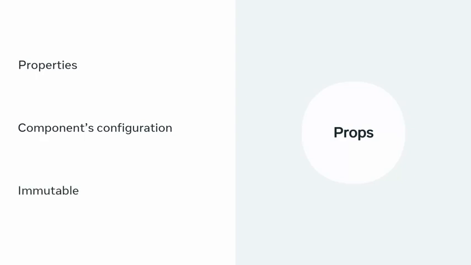Let's explore this in greater detail. Props, which is a shorthand for properties, are a component's configuration. They are received from parents in the tree and are immutable as far as the component receiving them is concerned. A component cannot change its props, but it is responsible for putting together the props of its child components.